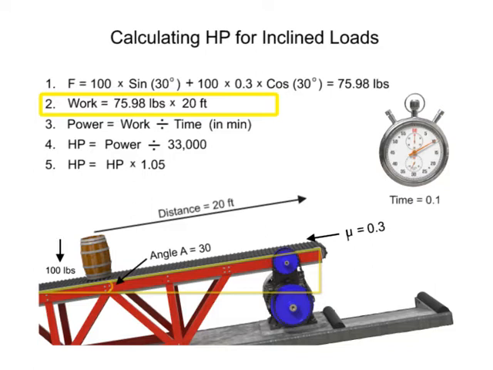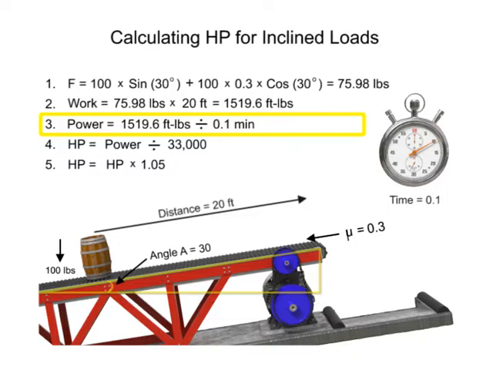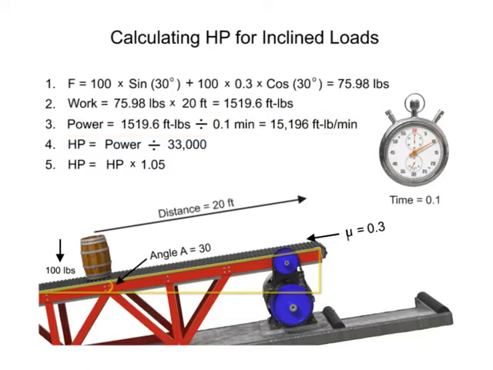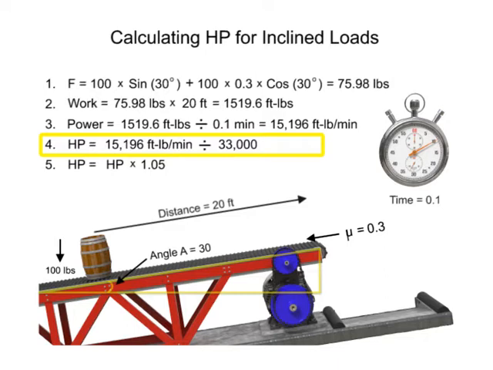For this system, the work required is 1,519.6 foot-pounds. Next, calculate the power by taking the work and dividing by the time, 0.1 minutes. The power is equal to 15,196 foot-pounds per minute. Then convert to horsepower by dividing the result by 33,000. This yields a result of 0.46 horsepower.